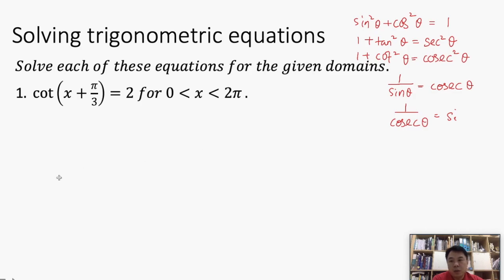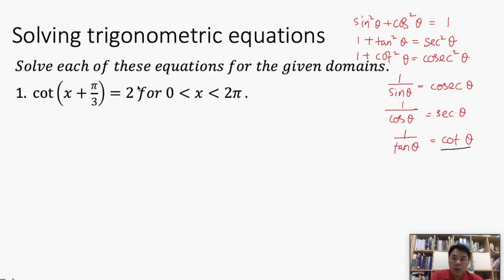Sorry, the reciprocal of cosecant is sine. Hold on, I rewrote the wrong one. Just let me clear that. The reciprocal of cosine is secant. And then lastly, the reciprocal of tangent is cotangent. So in this example, we will be dealing with the cotangent here. Okay, so let's get started with this.